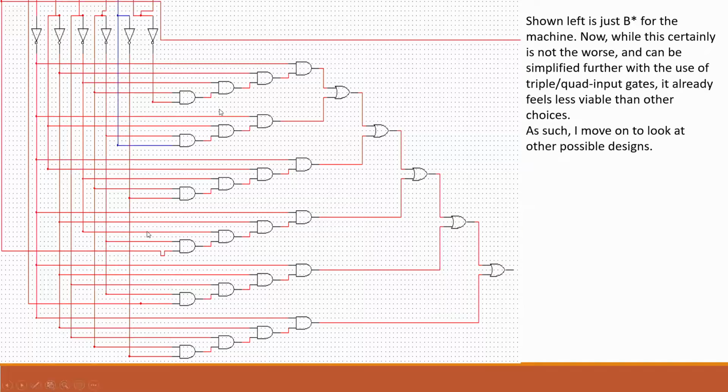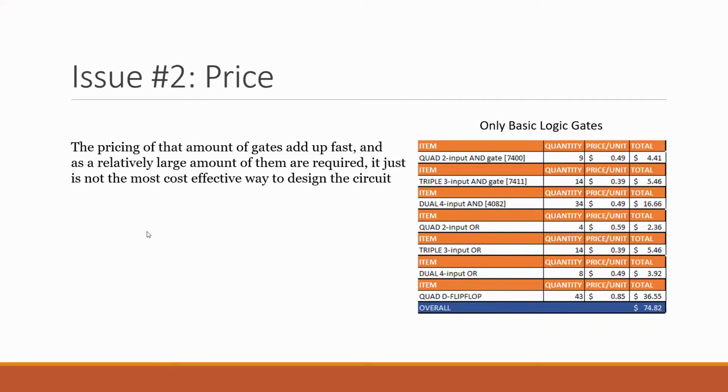This is just for the B, which, as you can see, would take quite a lot of gates. And to be fair, this isn't as simplified as it could be because, again, this is only using 2-input AND and OR gates. But even using the other ones, once you take into consideration how many we need, it's just far too many.